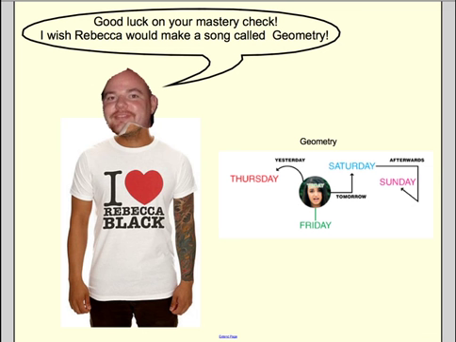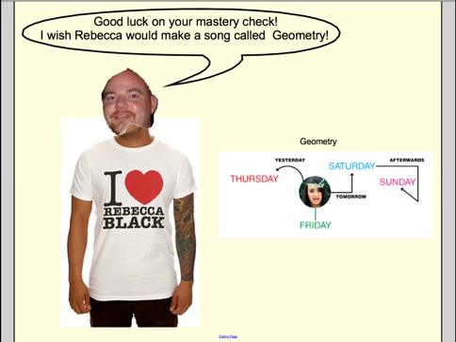Oh my goodness, there's Mr. Sullivan in his Rebecca Black t-shirt. Love it. His sleeve tattoo. I bet you didn't know he had a sleeve tattoo, did you? I think he got that removed later on. So he says, good luck on your mastery check. He actually was hoping they would make a song about geometry. We'll listen to it here in a second. He kind of made his own rendition of that.